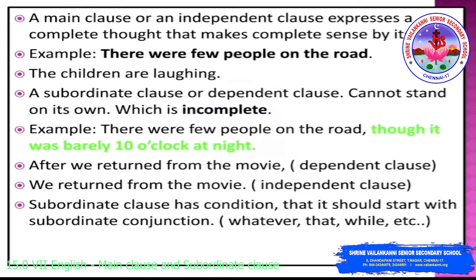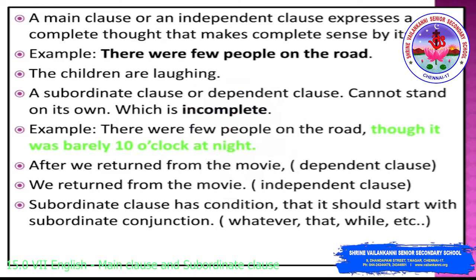The subordinate clause or dependent clause cannot stand on its own, which is incomplete. What is main clause? Main clause is an independent clause which expresses a complete sense, but a subordinate clause is just the opposite. It is a dependent clause, cannot stand on its own, which is incomplete.